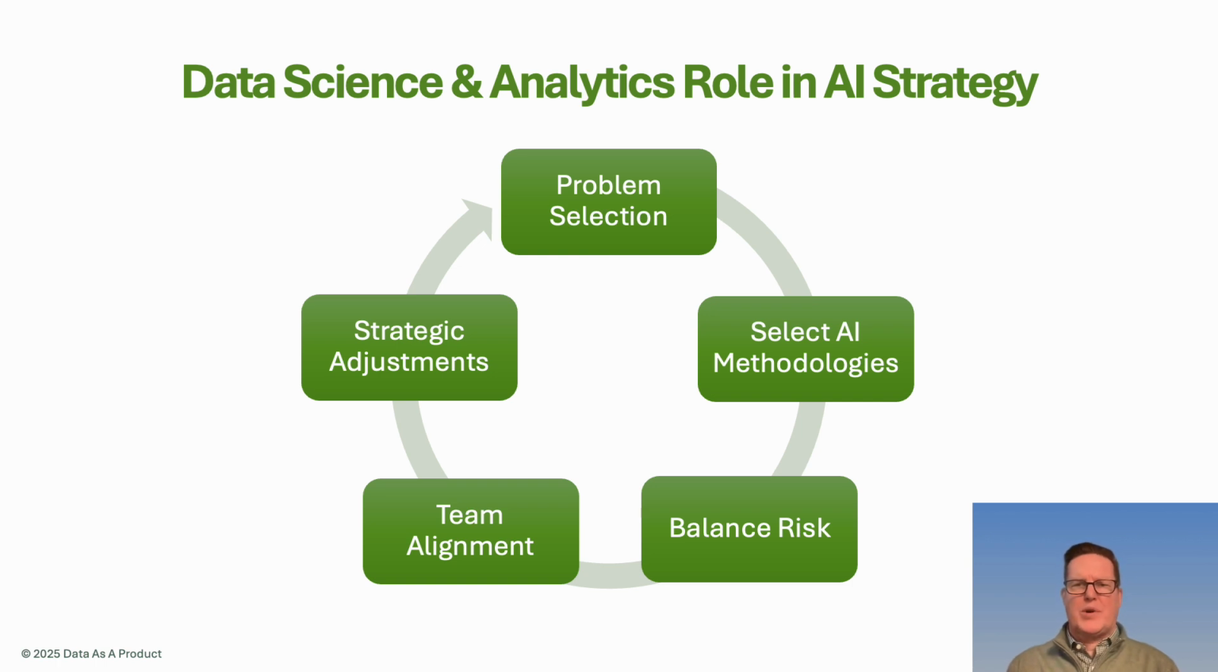First, they define the product vision. Leaders craft a very clear, customer-centric vision that guides the overall team's efforts. Let's say, for example, the vision for an AI-powered recommendation engine might be to help customers discover products they'll love while increasing sales. Now, second, leaders have to choose AI methodologies.